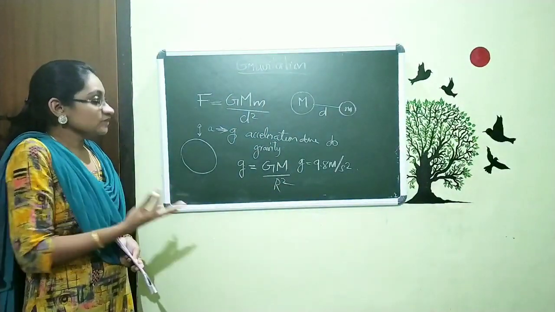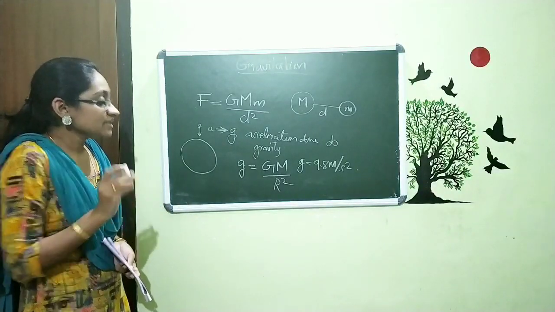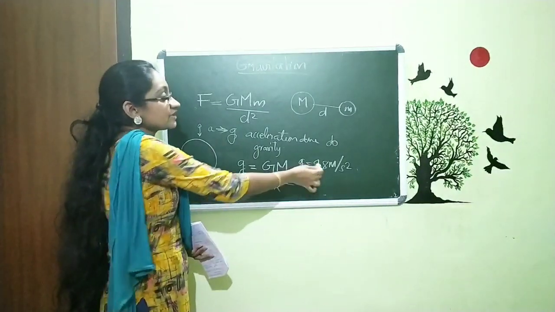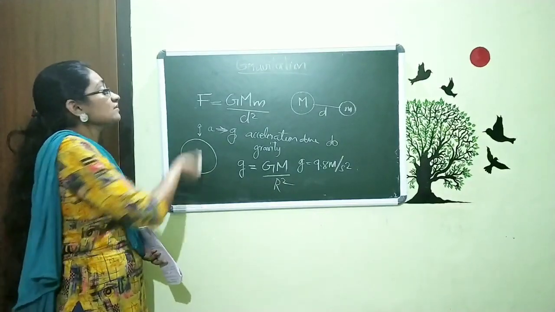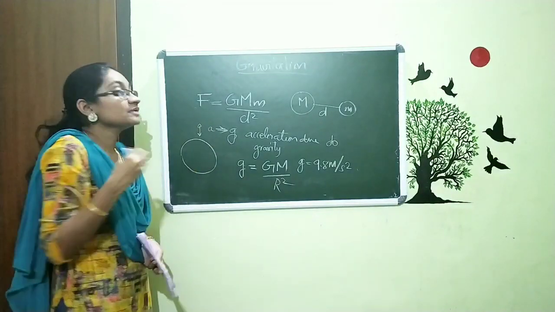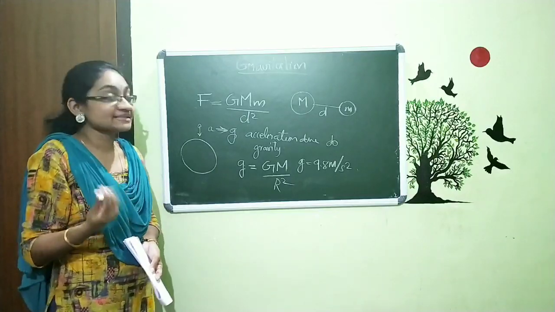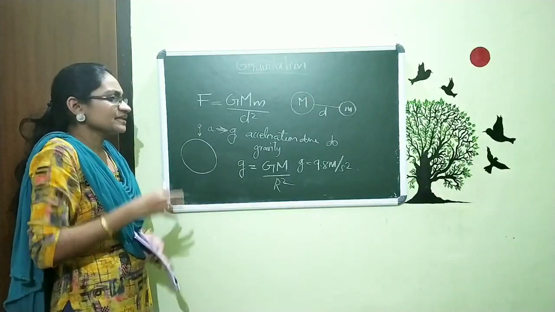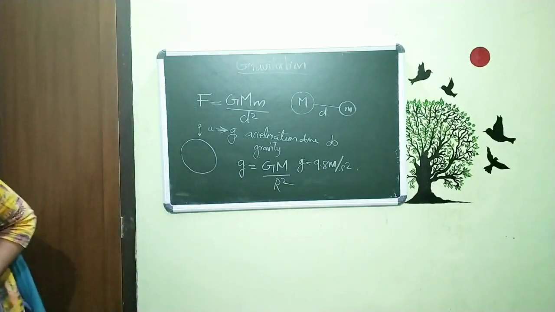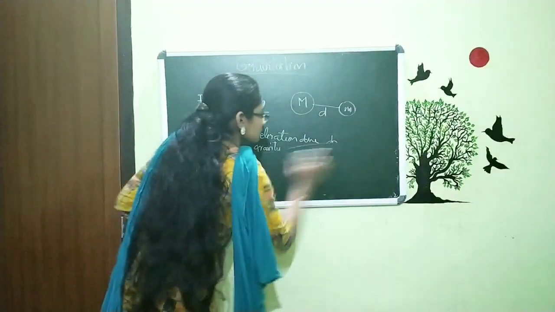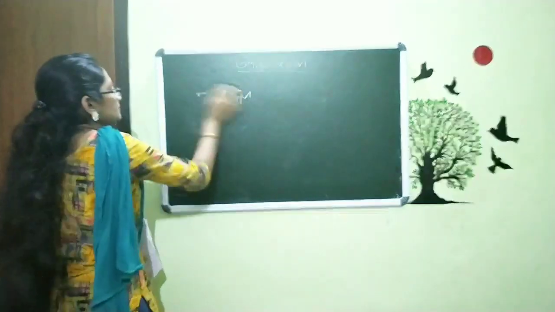Now we are going to the further topics. According to this, g is equal to 9.8 meter per second square. That means all the objects coming towards the earth will have the same acceleration, or simply we can say they come with the same speed. And now I will show you something that differs from this.